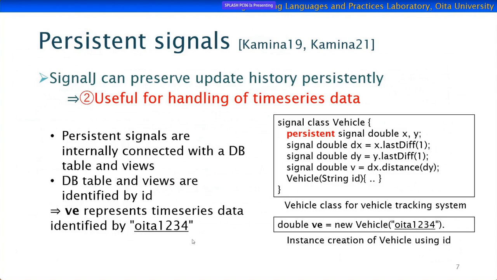Other signals such as dx, dy, and v that depend on x and y are also connected with the corresponding database views. The corresponding database table and views are identified by the parameter ID. So, for instance, the vehicle on the right-hand side represents time series data identified by the ID orbiter 1, 2, 3, 4.